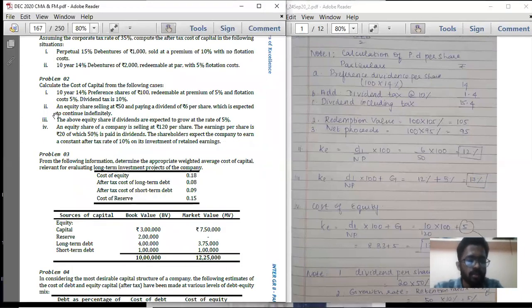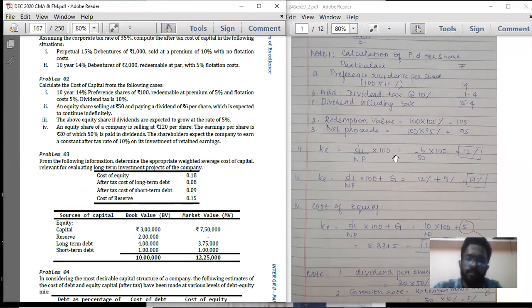So next is case number 2. An equity share selling at 50, paying dividend 6 per share, which is expected to continue indefinitely. Then dividend is 6 divided by 50 into 100. That is the cost of equity. So case 2, statement number 2: Ke is equal to D1 divided by NP into 100.